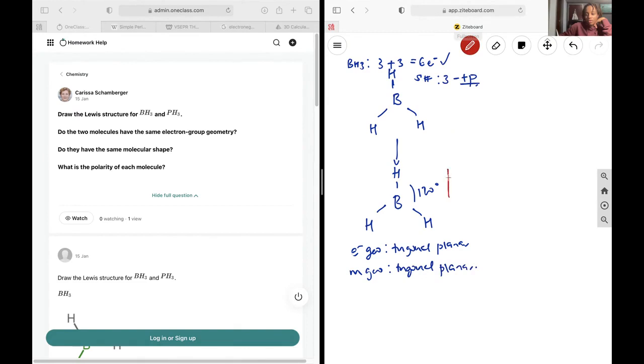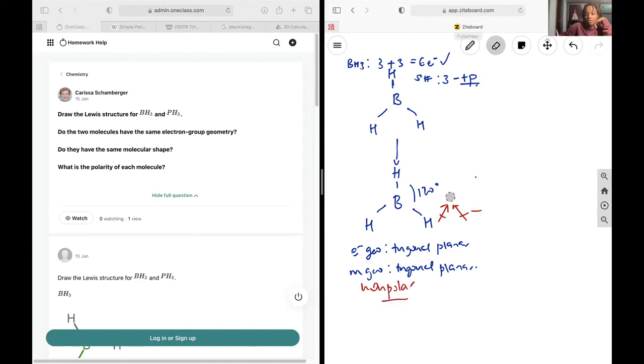So I have a dipole going in like that, one going in like that. Because boron is more electronegative than the 3 hydrogens, these two, their angular components will cancel, yielding only a vector pointing up that will be equal to the opposite one, so they will cancel, and the molecule will be non-polar.